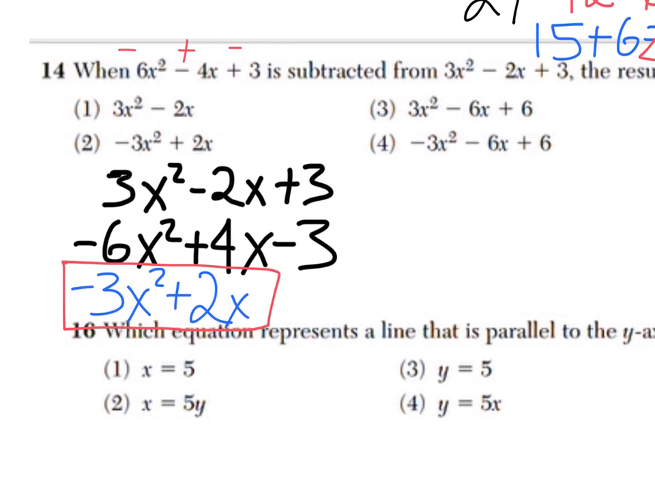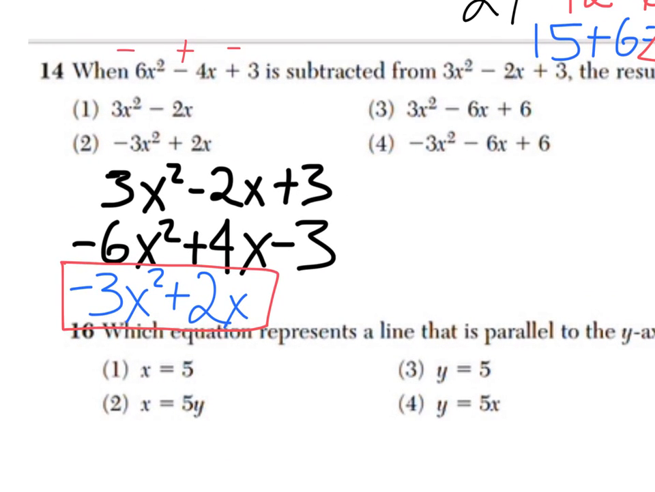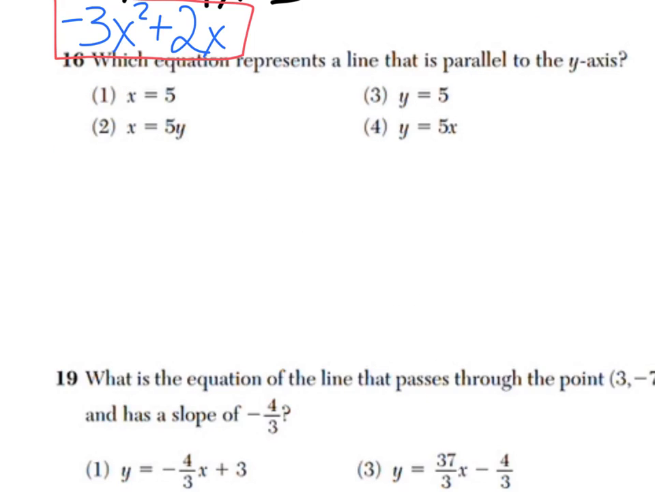Let's see if that's an option. And it sure is. It took me a second to find it there with all these things going on. It is option number 2, negative 3x squared plus 2x. This is our answer. Let's take a look at question number 16.